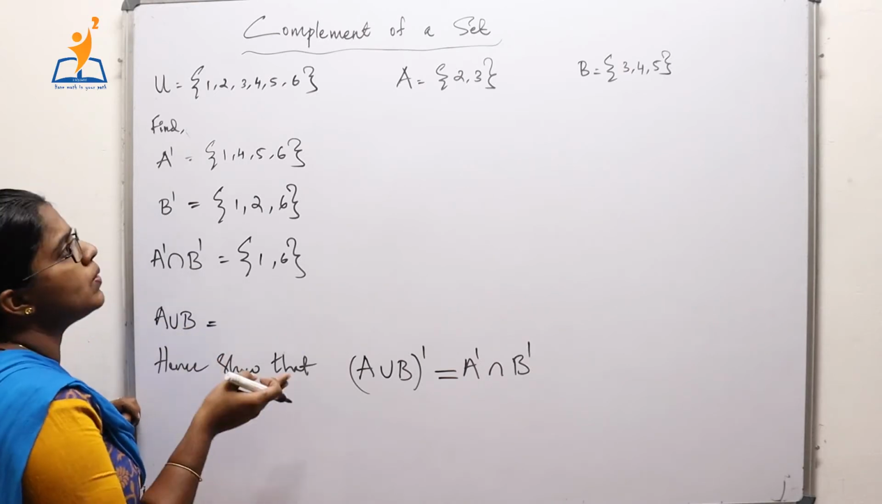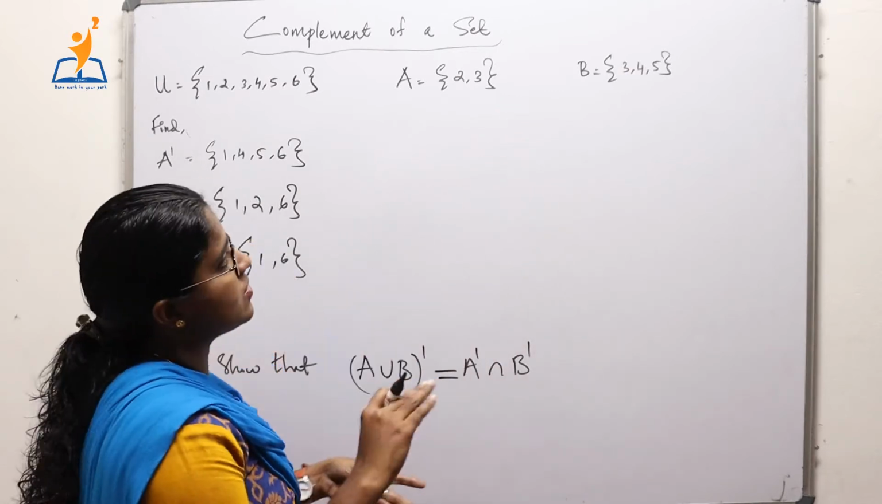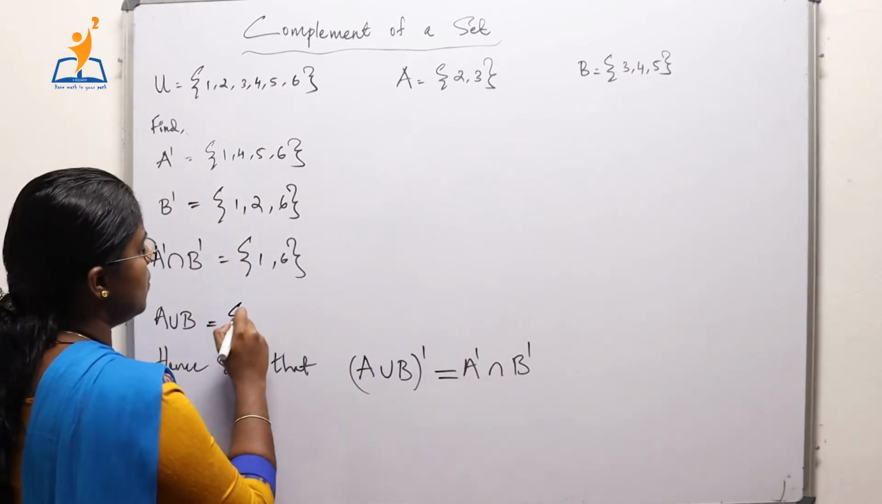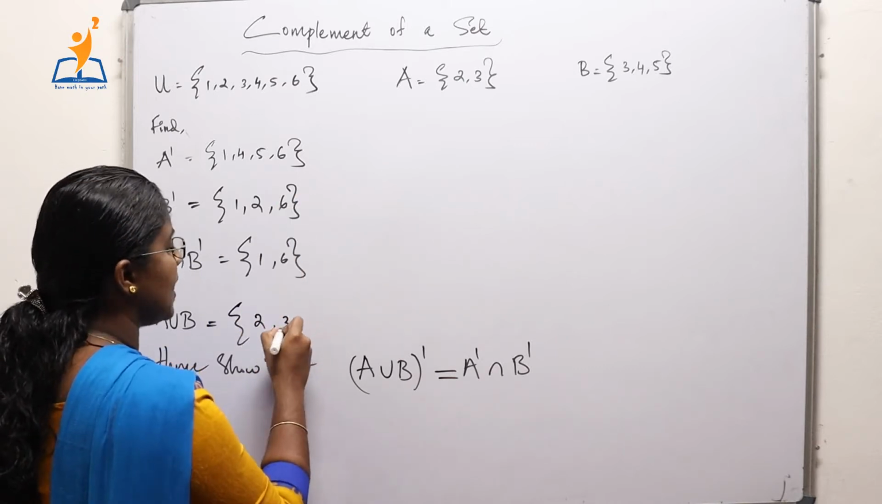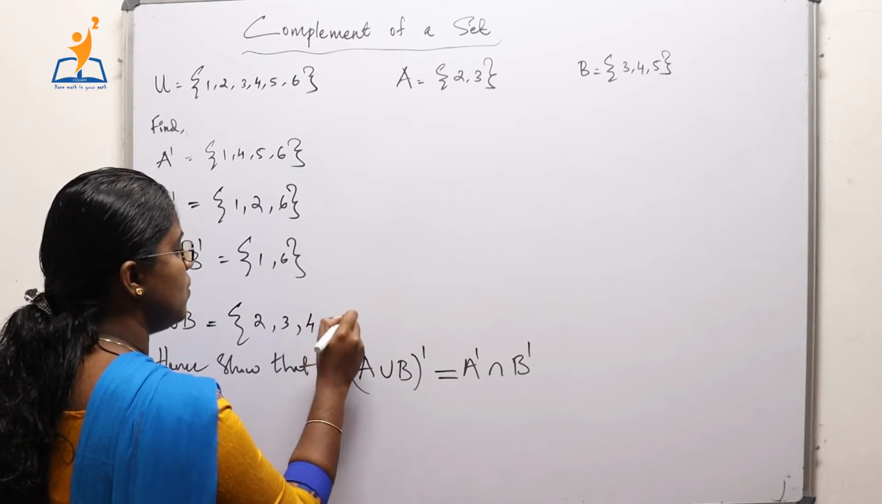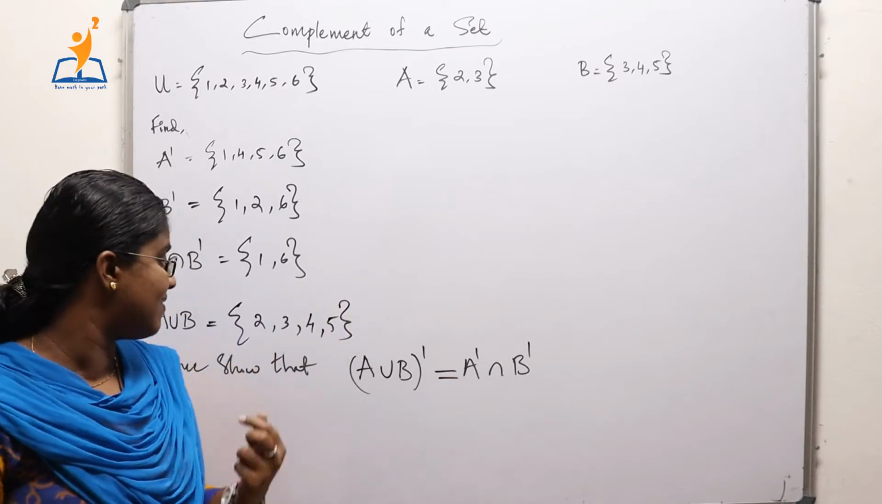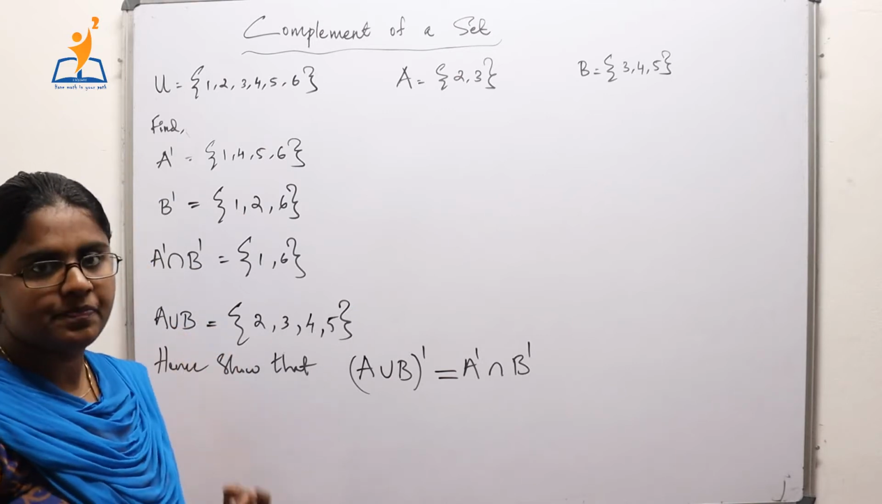Now what is A union B? The set of all elements from A and the set of all elements from B. So A contains 2 and 3. B contains 3, 4, 5. 3 is already written, so we want to write 4 and 5 also. So 2, 3, 4 and 5 is our A union B.